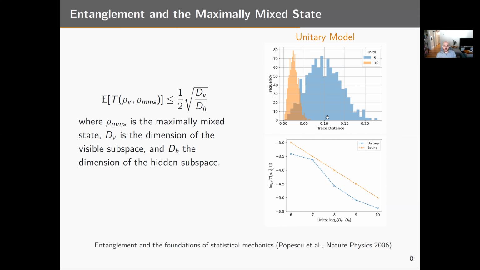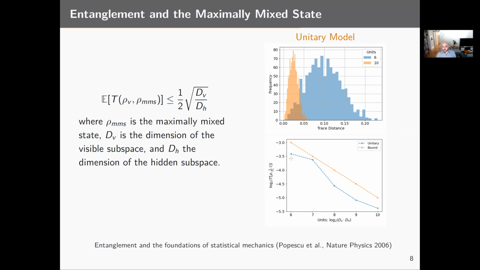For the unitary model, we did some experiments just to see what this would look like. Here we ran a sequence of 1,000 various instances of our model compared against the maximally mixed state, for models that have 6 units or 10 units, where we fix the number of visible units and increase the number of hidden units. If this result were to hold, we would see the expected value get smaller. And we see that's the case in the picture on the top right.